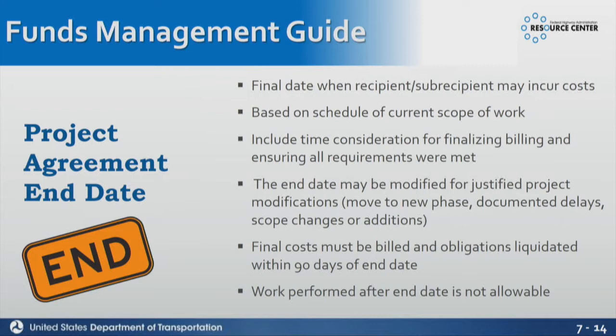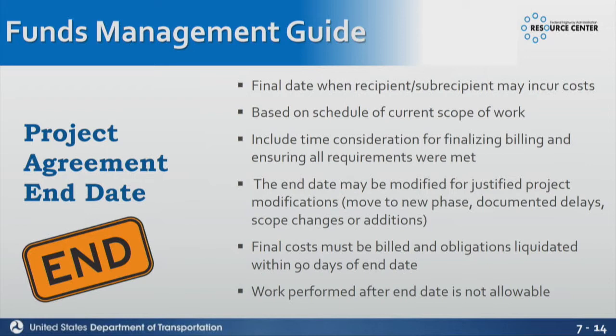So what does it say about the end date? The end date is the final date when the recipient or subrecipient can incur costs. It's based on the current schedule or scope of work. It includes time consideration for finalizing billing and ensuring all requirements are met. So that's what I was talking about: if you've done final acceptance on the construction project, there could be another, and we heard you have about 7 years on PE, and then what is it for construction? It depends? Yeah. So it depends on the complexity of the project, that kind of stuff.